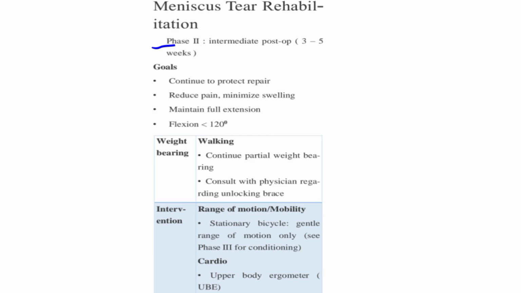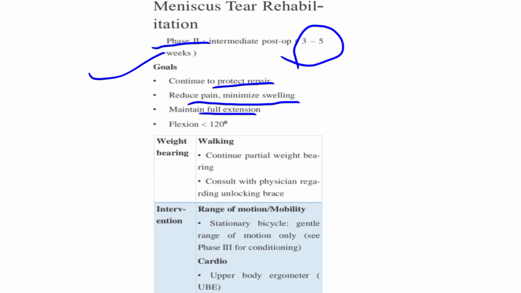Phase 2 is the intermediate phase, of 3 to 5 weeks. The goals in this phase are to continue to protect the repair site, minimize patient pain and swelling, and maintain full extension, with flexion of less than 120 degrees.